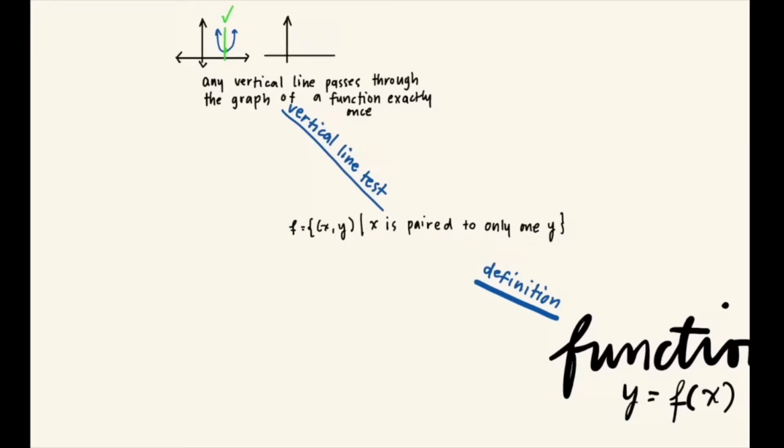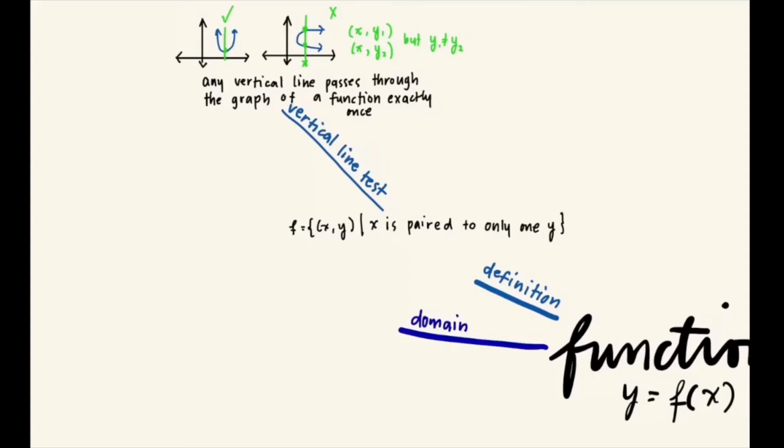Now, if we have a horizontal parabola, any vertical line would intersect the graph at 2 points. So if you look at the graph here, this is not the graph of a function, because you have x paired with y1 and y2, and y1 is not equal to y2.